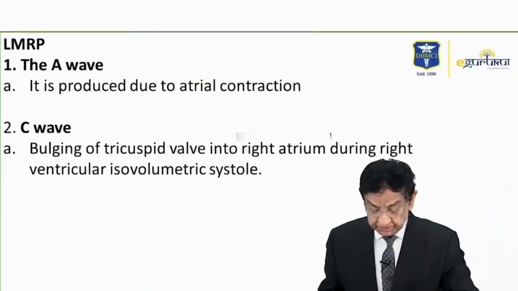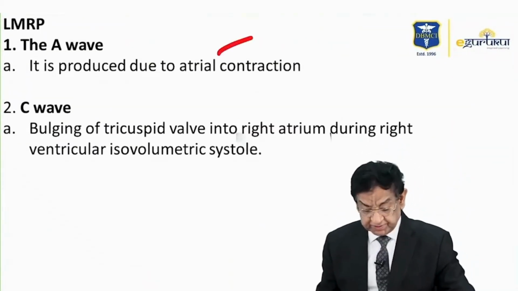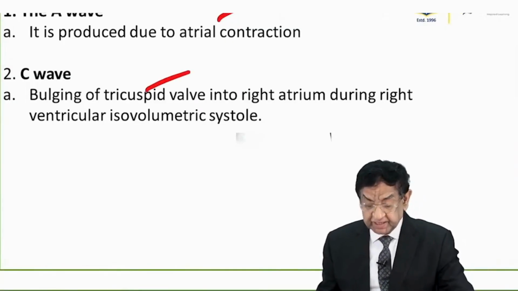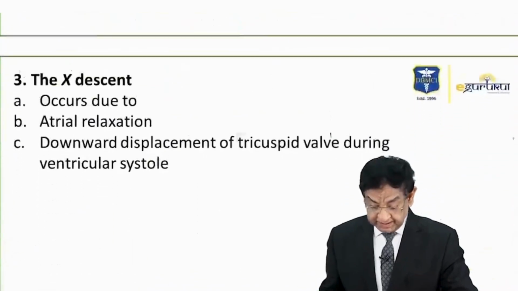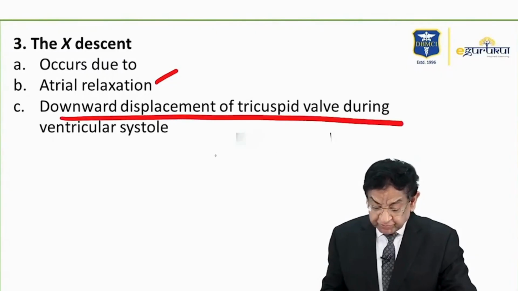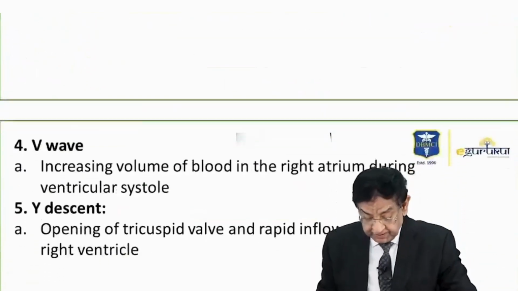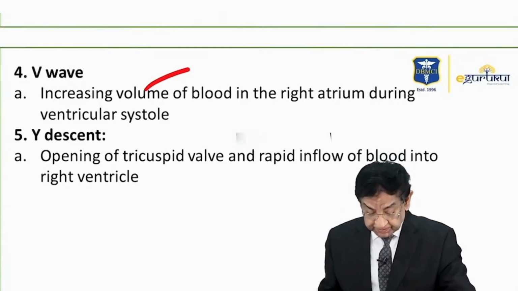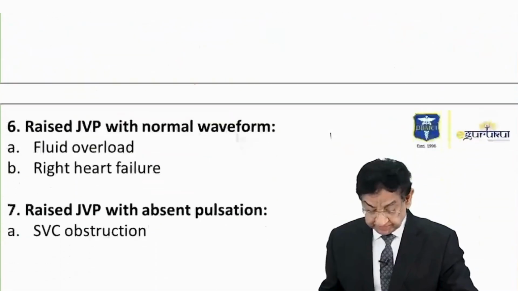A quick recap. The A wave is produced due to atrial contraction. C wave, bulging of the tricuspid valve into the right atrium during right ventricle isovolumetric systole. X descent, due to atrial relaxation and downward displacement of the valve during ventricular systole proper. V wave, increased volume of blood in the right atrium during ventricular systole. Y descent, opening of the tricuspid valve leads to the Y descent.